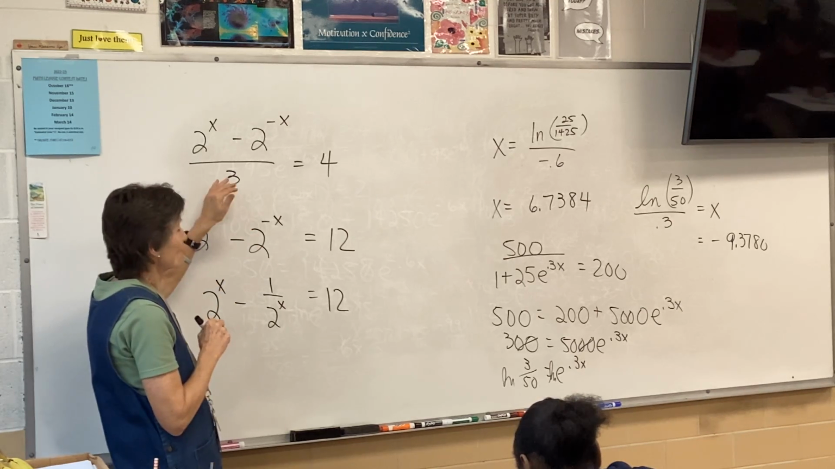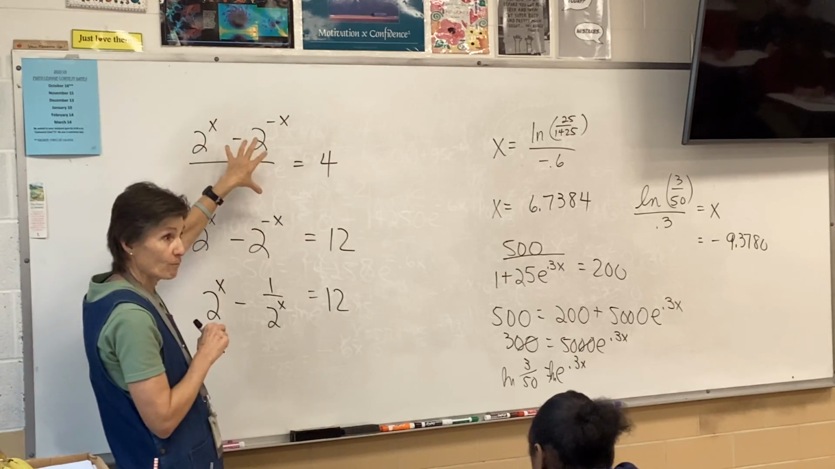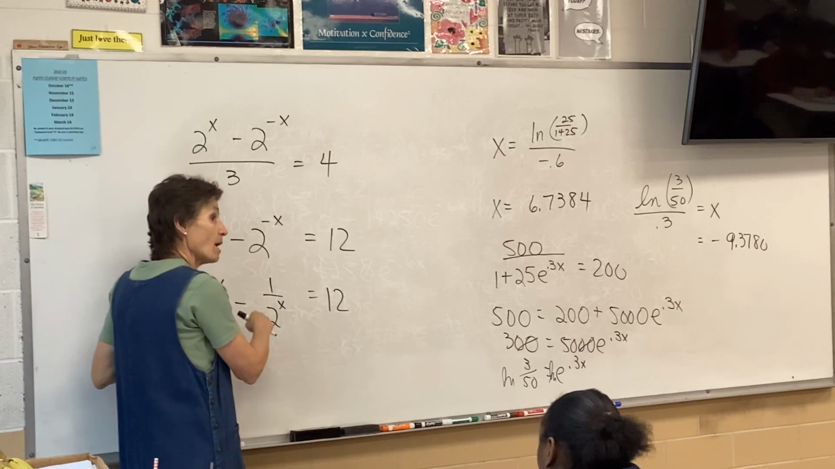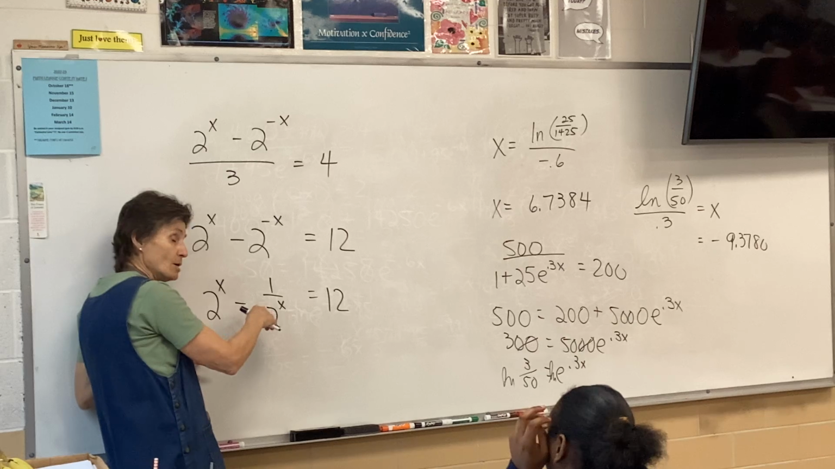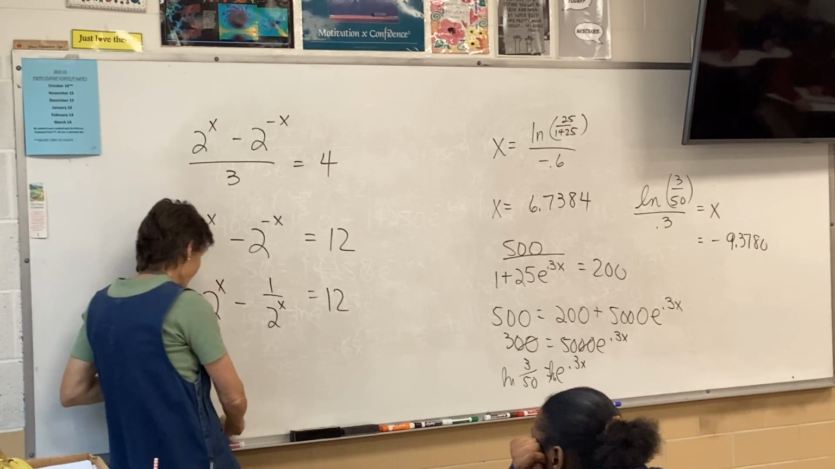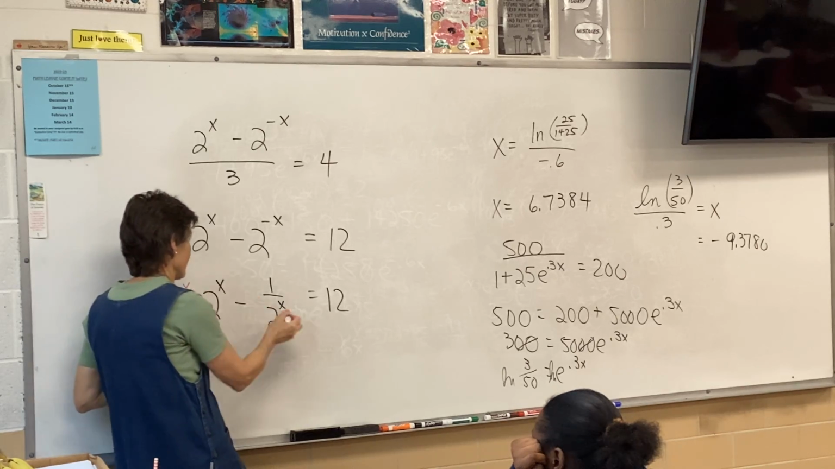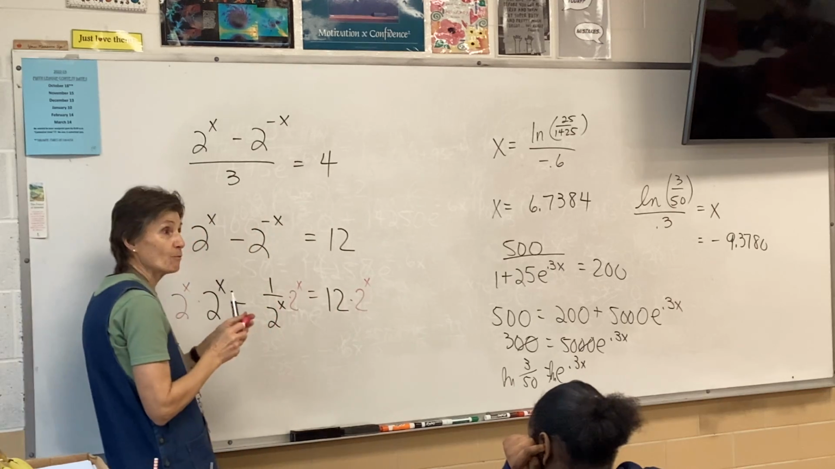Now, our first step, we times by 3 to get rid of the fraction that we had. But now we have put another fraction into the problem by dealing with this. So now I have to get rid of that. So I'm going to multiply everything by 2 to the x to get rid of the fraction.